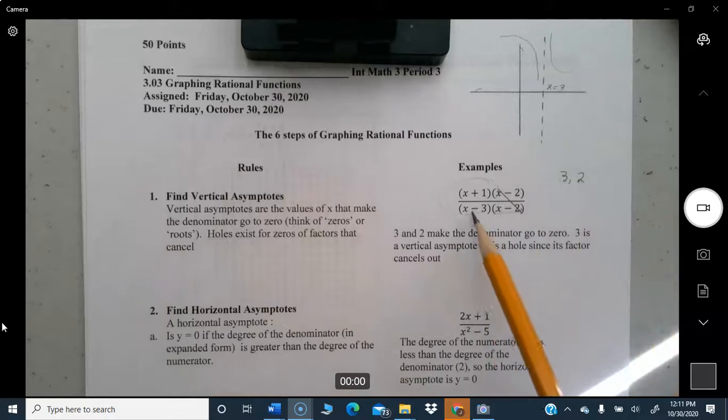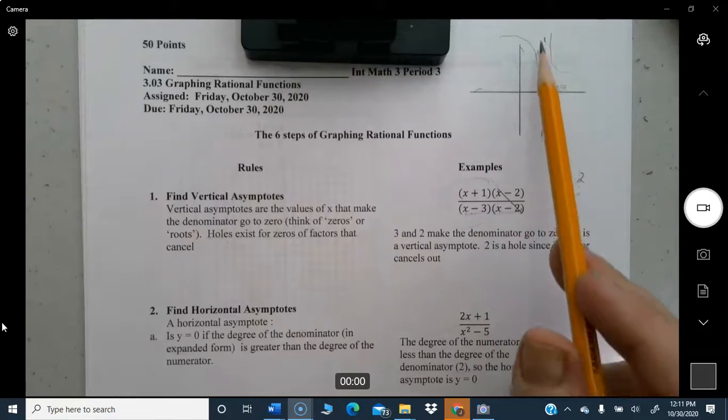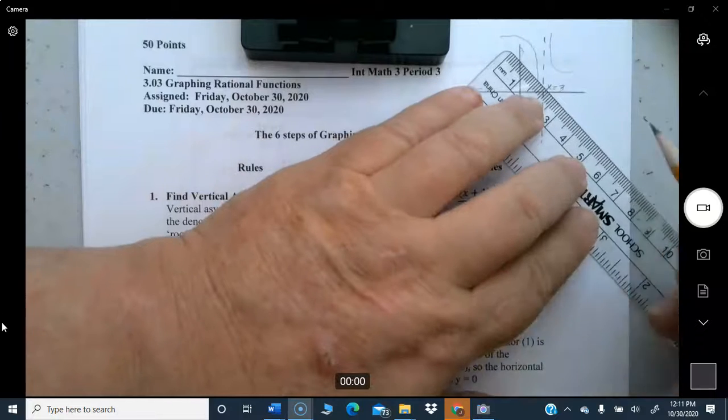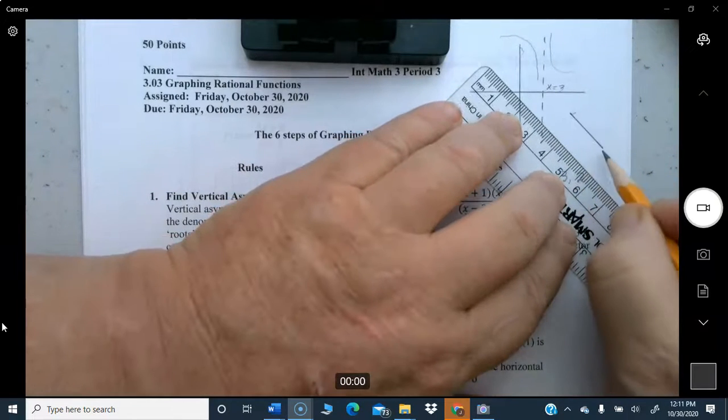And here's what it is. The 3 is a vertical asymptote. It's basically like what I wrote right there. That would be the 3. The 2, on the other hand, is a hole. And let me illustrate what a hole is just with a straight line. So I'm kind of expanding this.